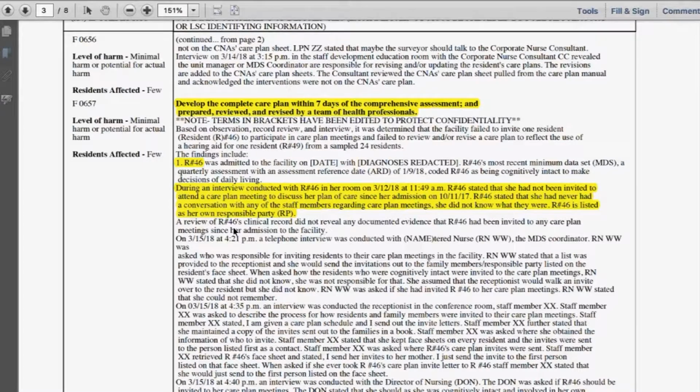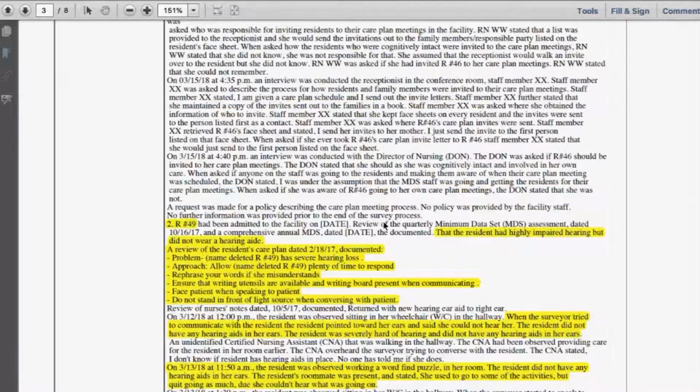Now, if I may, the second person they spoke about here, resident number 2, has been documented as having highly impaired hearing. And then it shows everything they found. You'll see this in every statement of deficiency. It goes day by day by day of who the surveyor spoke to, what records he or she looked at, and what she found.